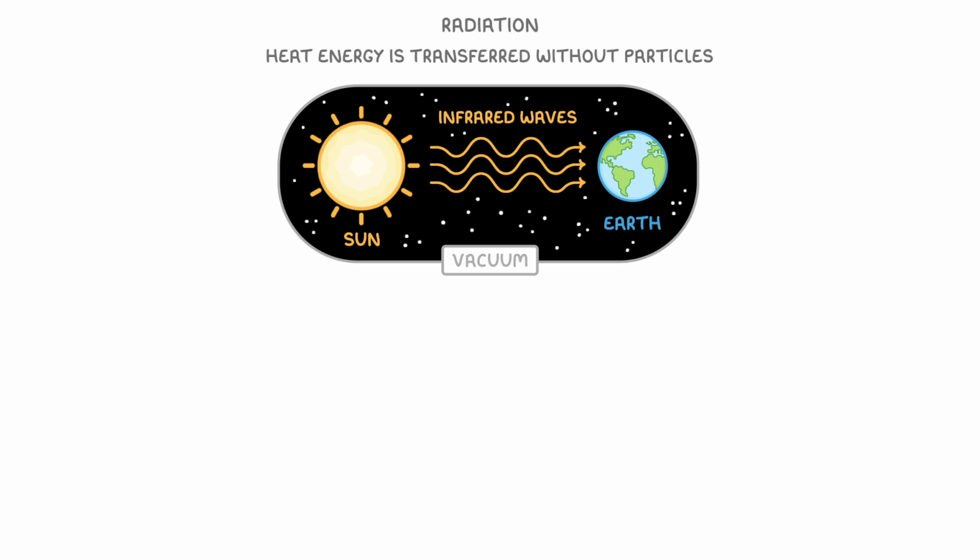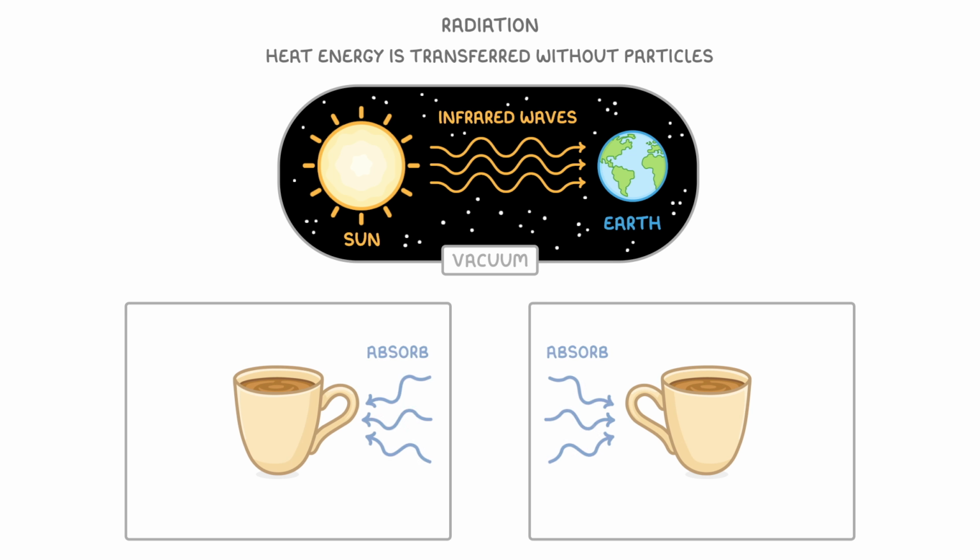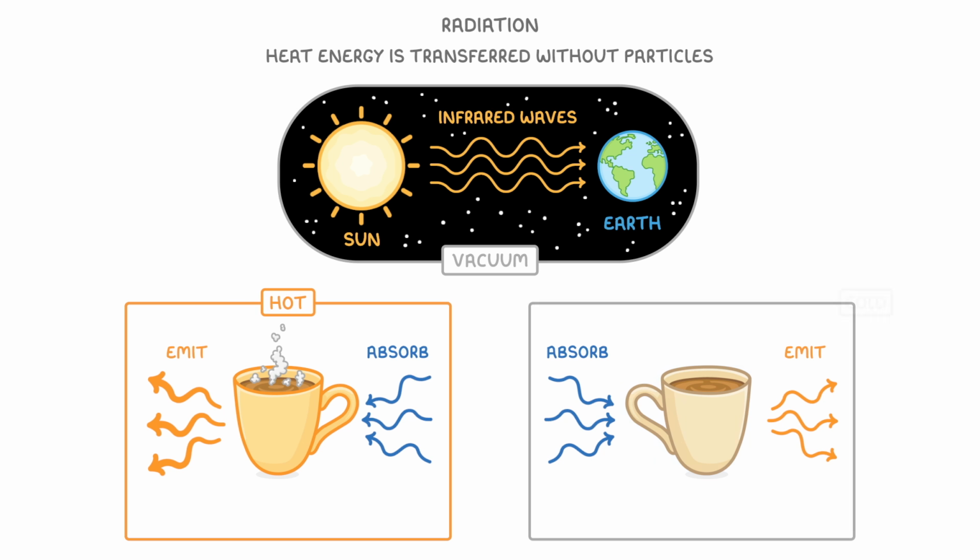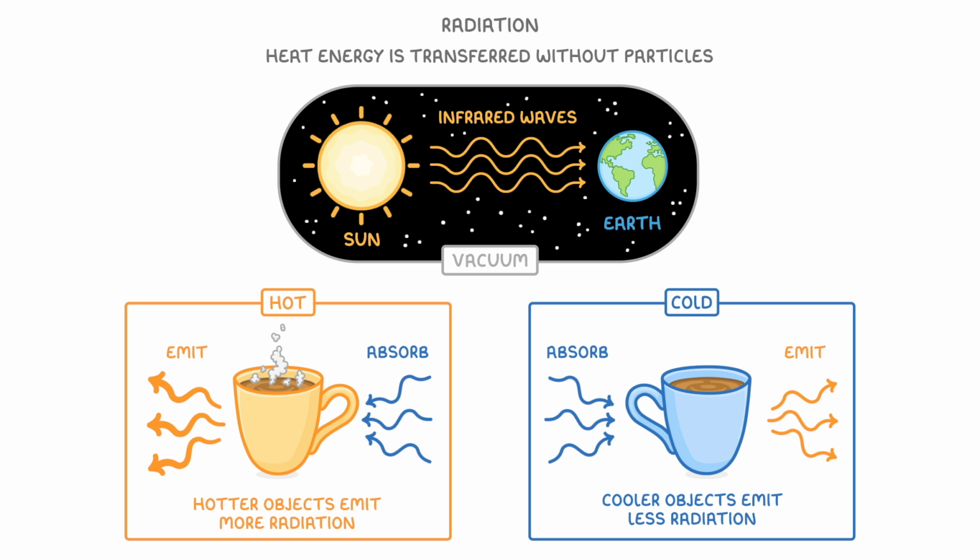It's important to understand that all objects both absorb and emit this infrared radiation, whether they're hot or cold. It's just that hotter objects emit more radiation, like this hot mug of coffee, compared to cooler objects that emit less radiation, like this cold mug of coffee.